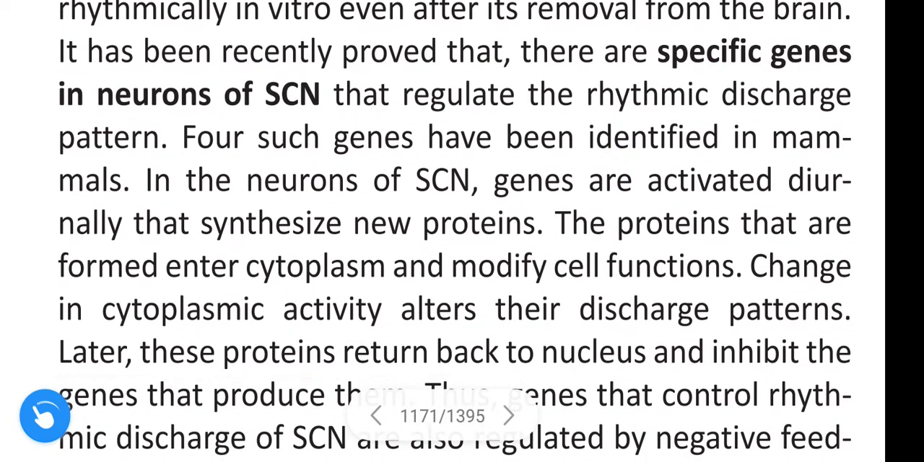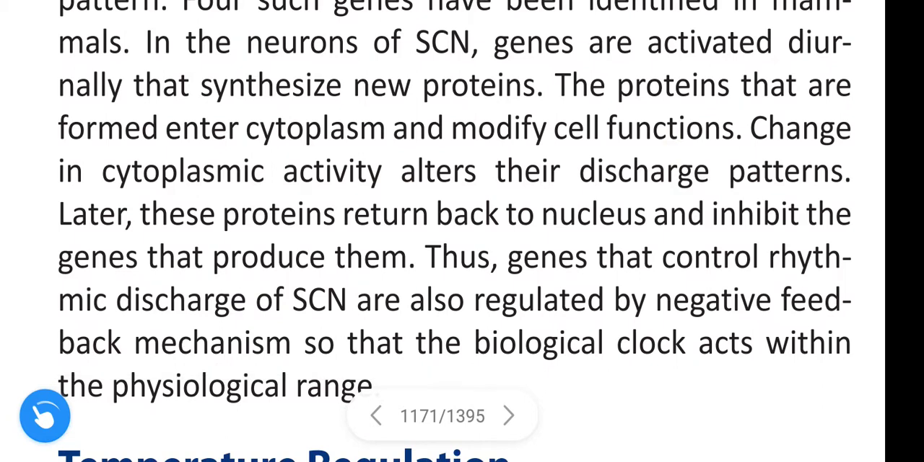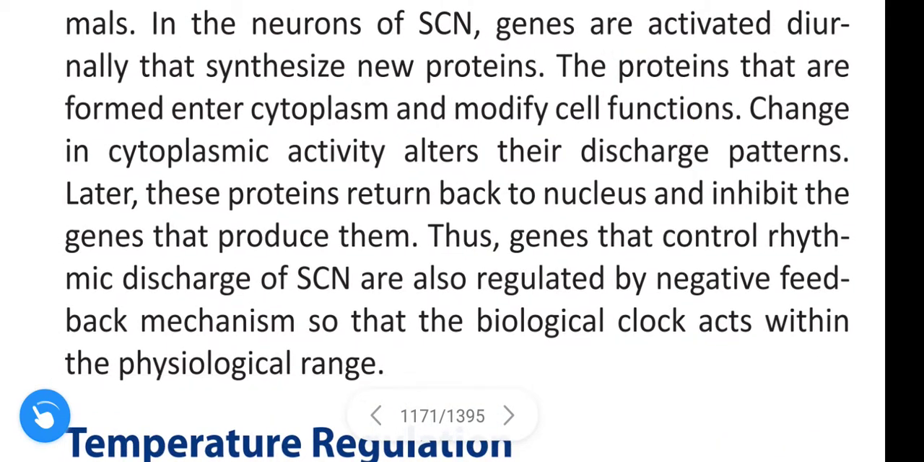Four such genes have been identified in mammals. Remember, four. In the neurons of the suprachiasmatic nucleus, genes are activated diurnally that synthesize new proteins. The proteins that are formed enter the cytoplasm and modify cell function. Change in cytoplasmic activity alters their discharge pattern. Later, these proteins return to the nucleus and inhibit the genes that produce them.